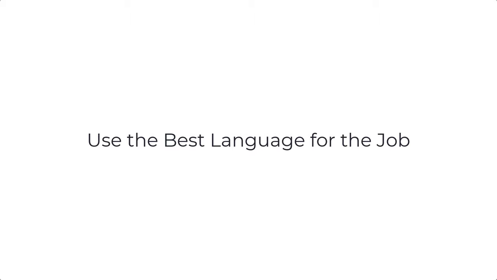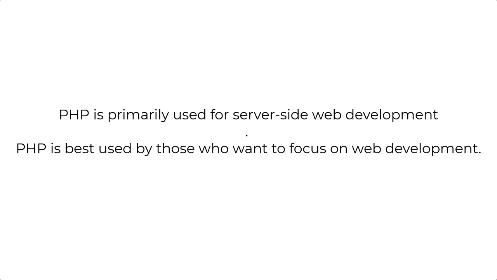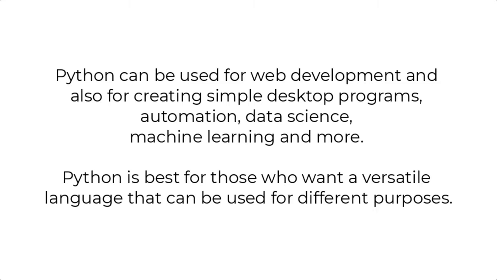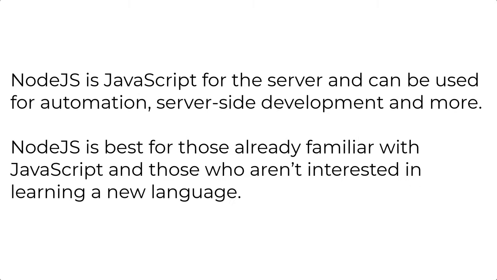Me personally, when it comes to PHP, Node.js, and Python, I use all three languages, but for different purposes. PHP is primarily used for server-side web development and is best used by those who want to focus purely on web development. Python can also be used for web development, and it could be used for creating simple desktop programs, automation, data science, machine learning, and more. So pretty much Python is best for those who want a versatile language that can be used for different purposes. Node.js is JavaScript for the server, and it can be used for automation, server-side development, and is best for those already familiar with JavaScript and who aren't really interested in learning a new language.